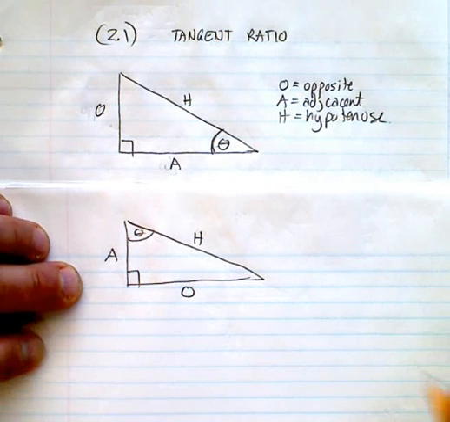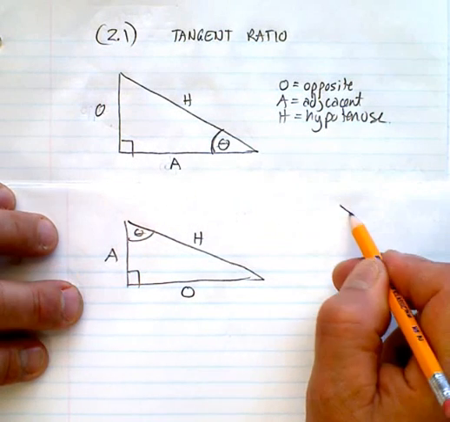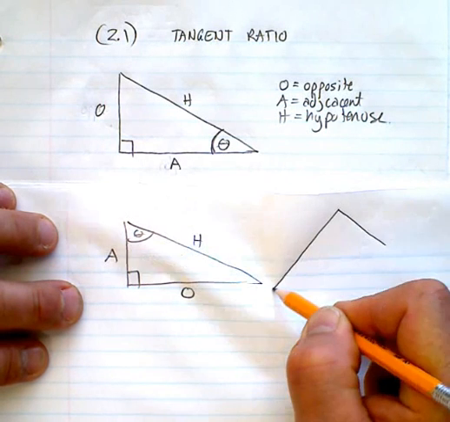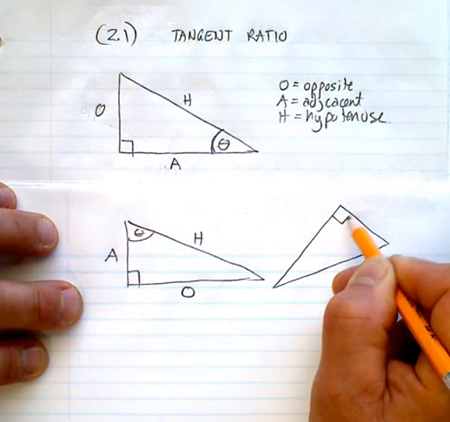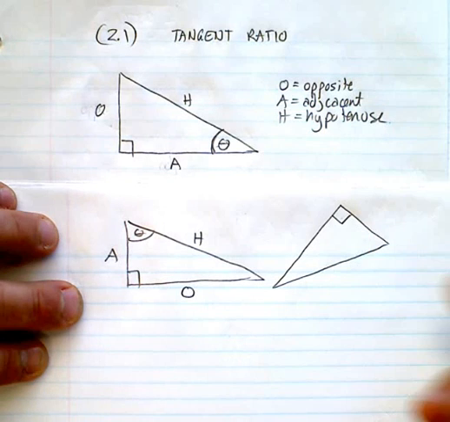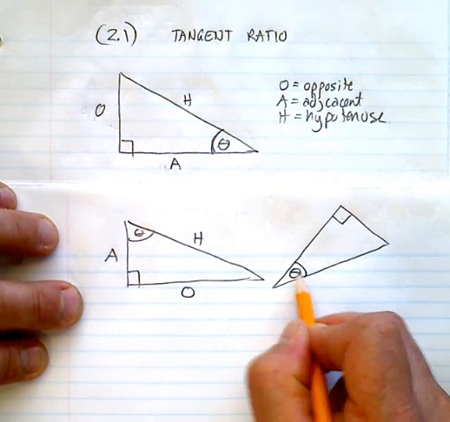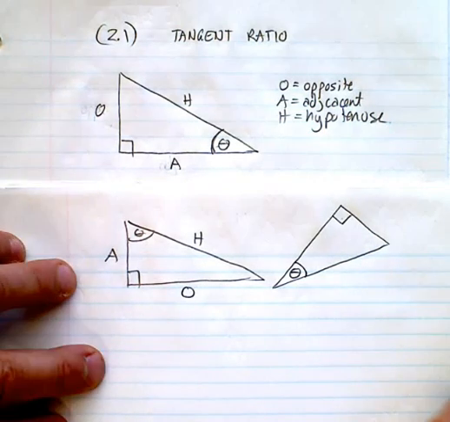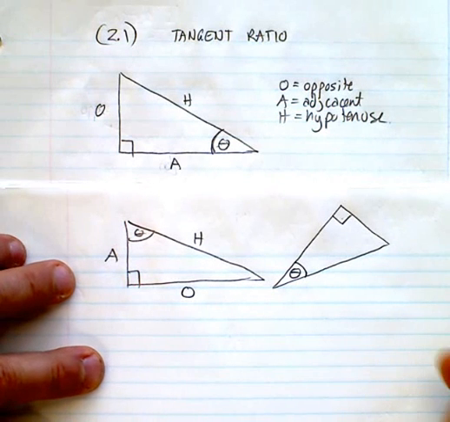And what also might confuse you sometimes is when we have a triangle that is in a different orientation. Okay, this is the right angle. If I'm looking at this angle right here, can you identify what's O, what's A, and what's H? Okay, that is crucial in doing these questions.